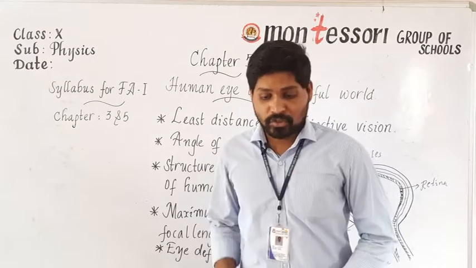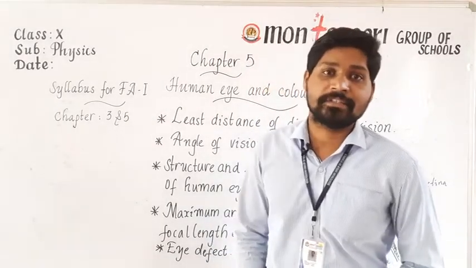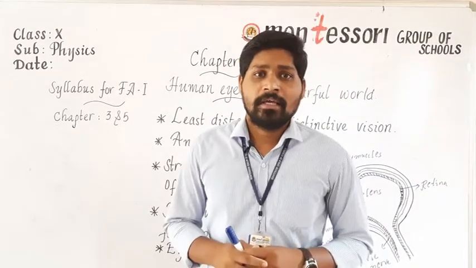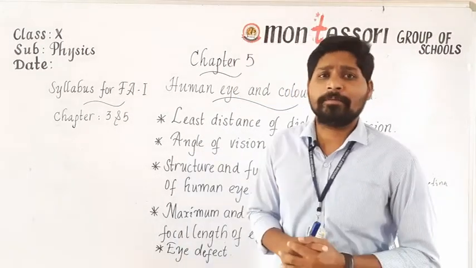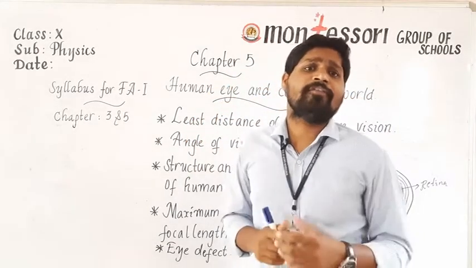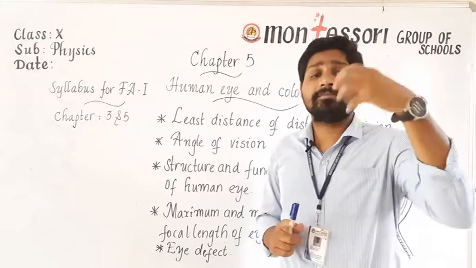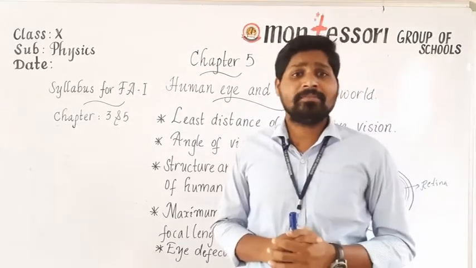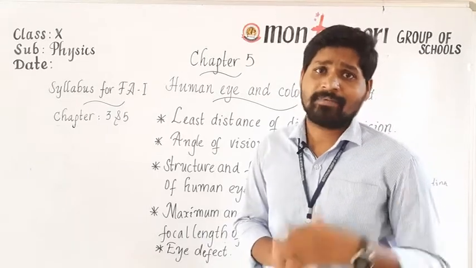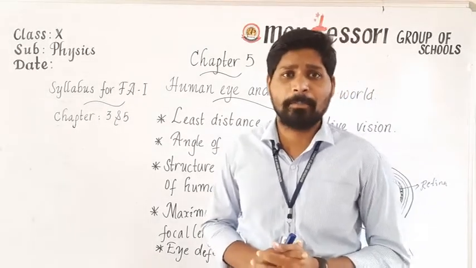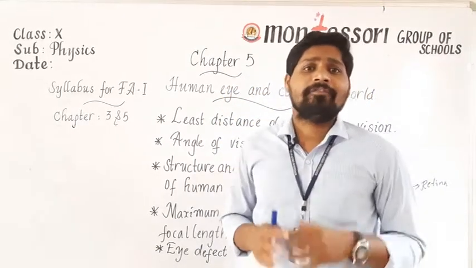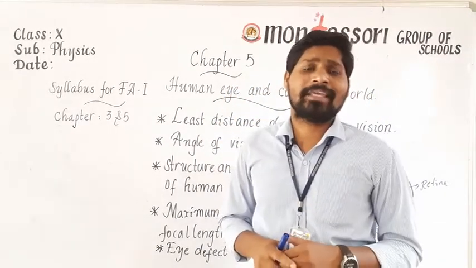This least distance of distinct vision is not constant. It changes from person to person with age. For people below 10 years, the muscles around their eyes are strong and flexible, so they can strain more. So for them, the least distance of distinct vision is 7 to 8 centimeters. While for old or aged people, the muscles around the eye are weak, so they cannot strain more.